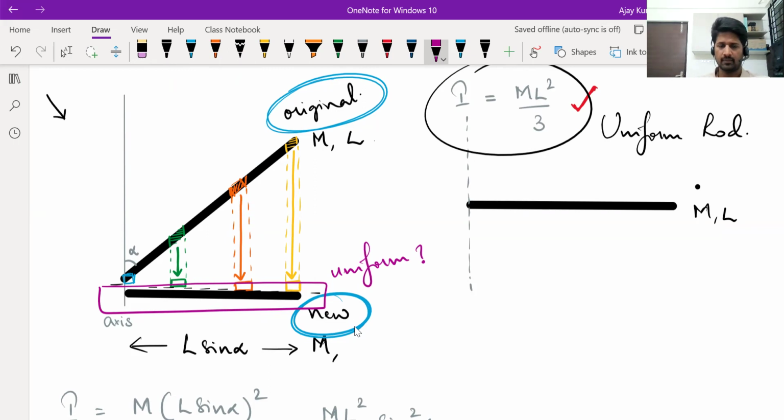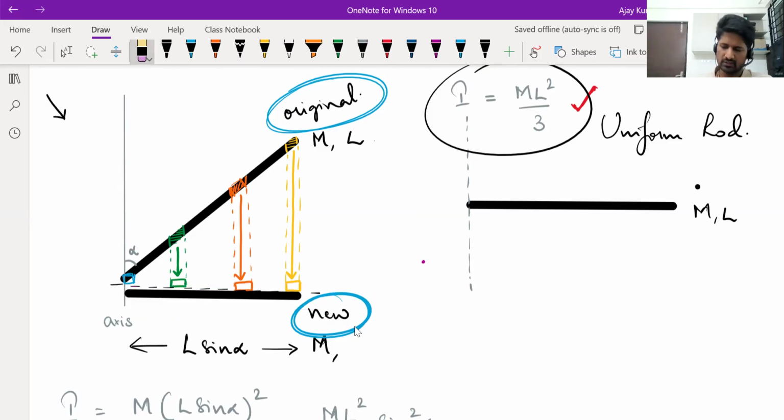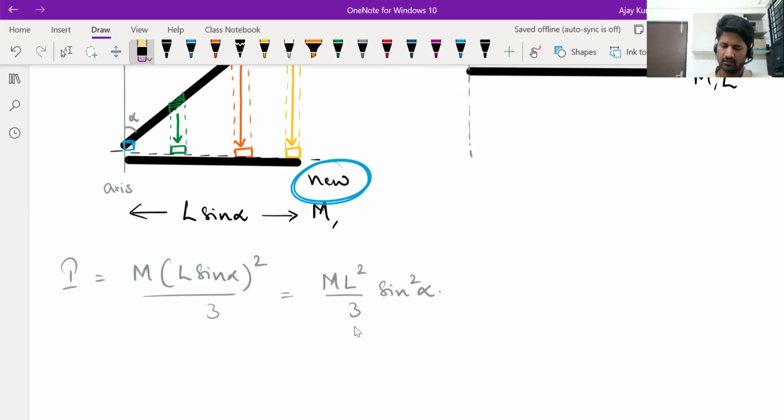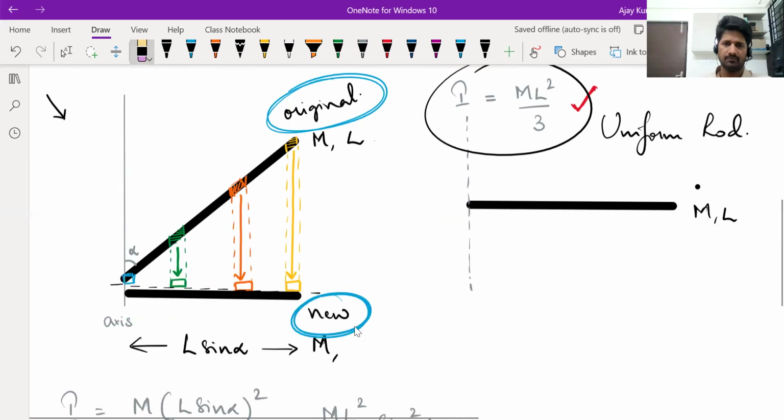Sir, ideally it shouldn't be like that. Like it should be the same. Correct. It will be the same. The original rod was a uniform rod. Then you are sliding all of them parallel to the axis. So what can we say? All the particles were identical, no? Identical particles are lying on this newly formed rod now. So the newly formed rod will also be uniform only. So using the formula ml square by 3 is valid here, but its length is L sin alpha. So the answer is ml square by 3 sin square alpha.